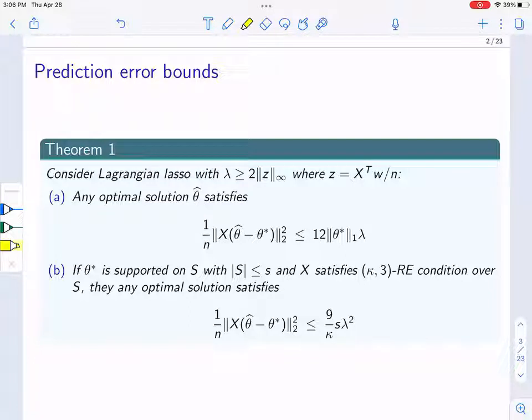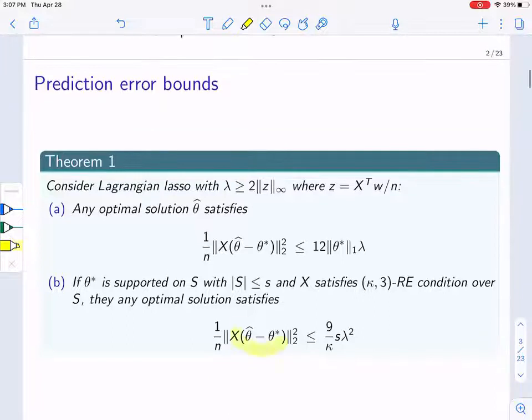So for the Lagrangian lasso with lambda being bigger than this quantity, which we've seen before, any optimal solution would satisfy this bound. And this doesn't require an RE condition. However, if you have a sparse vector and you have the RE condition, then you get a slightly better bound. Instead of lambda, you get lambda squared. This is similar to what we had for theta hat minus theta star. But this is interesting. So you can say something even in the high dimensional regime without the RE condition.